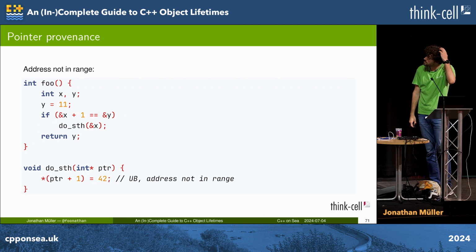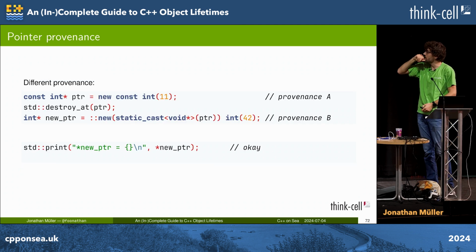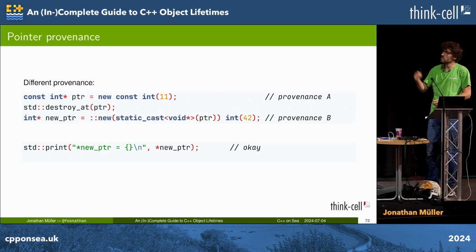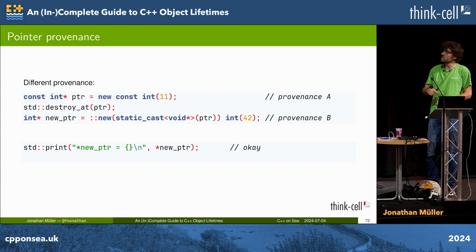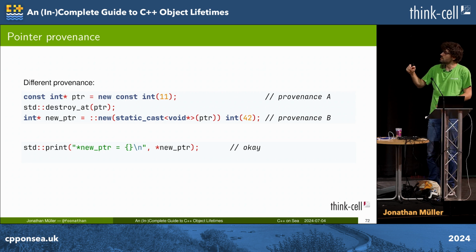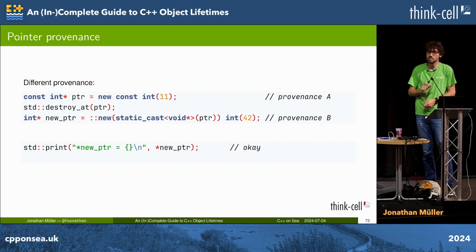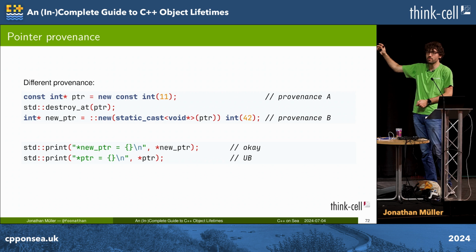And provenance also explains a bit of what std::launder does. So when we have our heap object, this is provenance A. We then destroy it, we place a new one in its place, and the resulting pointer is provenance B. Then we can dereference the new pointer, because at this address we have an object of provenance B, and we're dereferencing it using a pointer of provenance B. But we cannot dereference the old pointer, because it is provenance A, and we now have an object with provenance B.